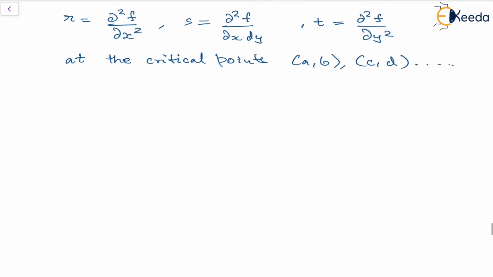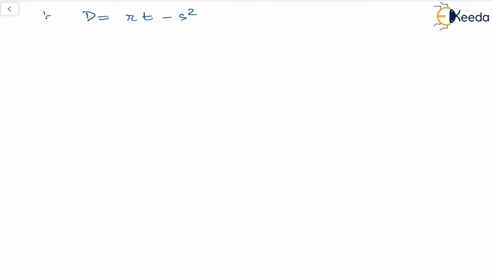Now after calculation of this, we have to check for the discriminant, and discriminant is known as r times t minus s square. Now depending on the nature of this discriminant, we'll decide if we'll have a maximum value, a minimum value, or a saddle point, or the investigation is not possible. So let us see the different cases here.